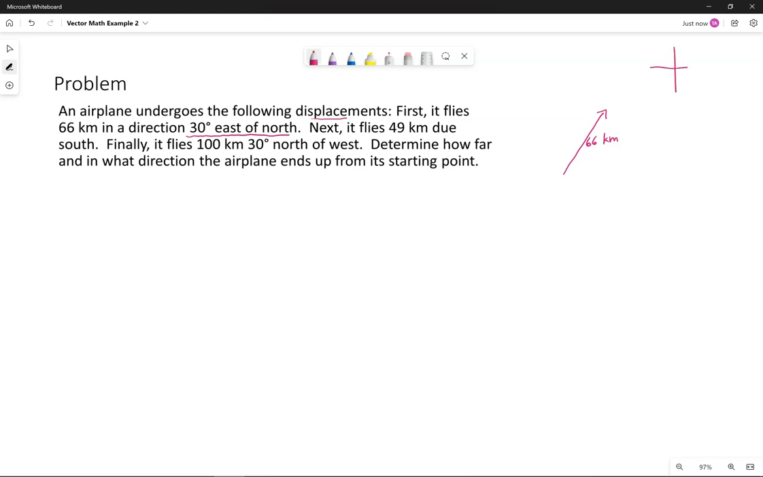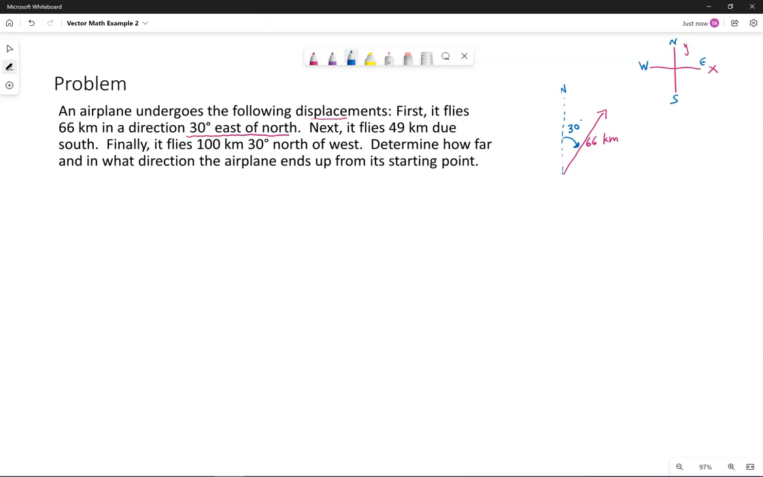When we are talking about north, south, east, west, we typically superimpose north as the positive y direction, south as the negative y direction, east positive x, west negative x. When this problem says in a direction 30 degrees east of north, that means I want to draw a line representing north, and the angle is eastward from north by that 30 degrees.